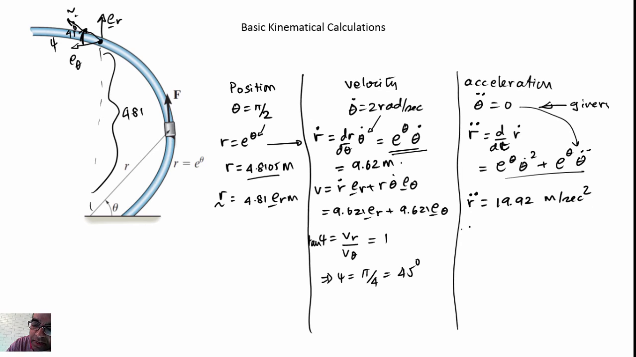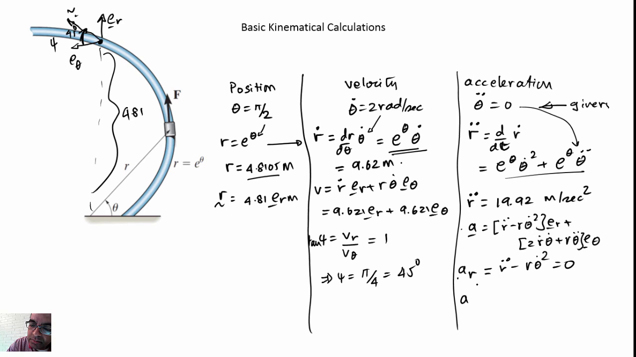So my acceleration vector A is some messy thing: r double dot minus r theta dot squared er plus 2 r dot theta dot plus r theta double dot e theta. So I will get acceleration in the r direction, which turns out to be r double dot minus r theta dot squared, that's 0.